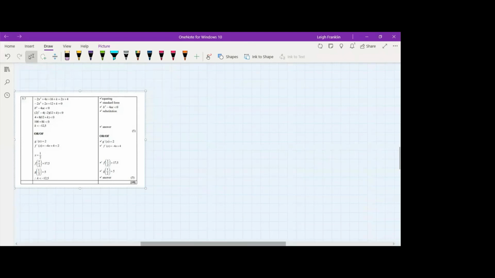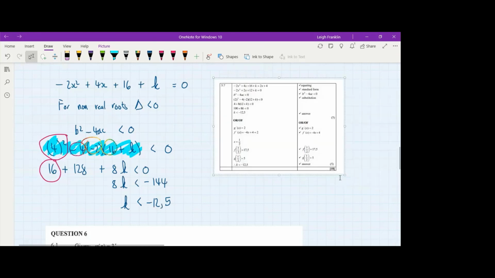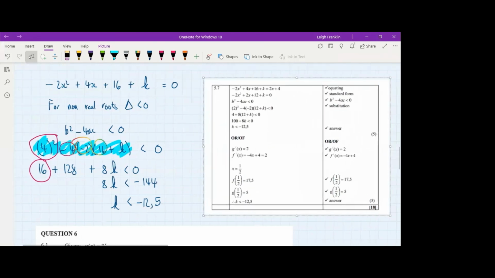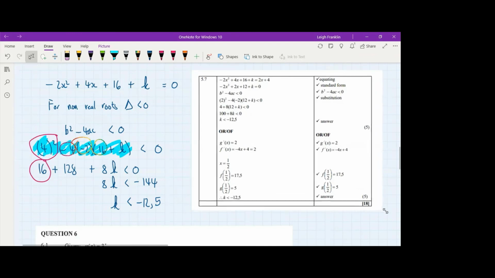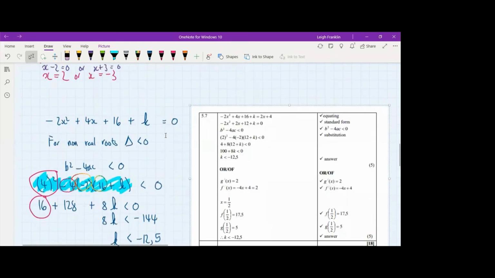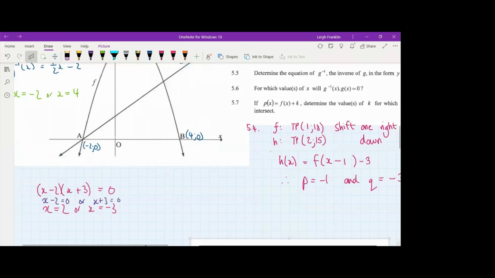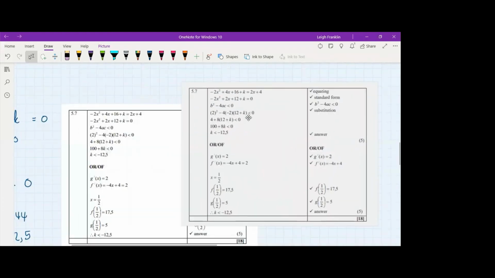I see my mistake. I see what I've done wrong now. Okay, so sorry, what we were supposed to do, we added the k to the graph, but what we forgot to equate it to was the straight line. Sorry, that was stupid of me, because it said here: for which values of k will p and g not intersect. So stupid me, I left off g.